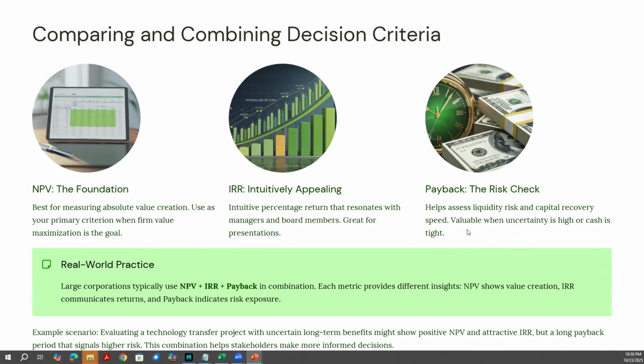Payback, simple method, very valuable when uncertainty is high or cash flow is tight. It can be thought of as the risk check. It's probably the least theoretically sound method, but it is still a method that should be in your toolkit and to be used in very specific circumstances.